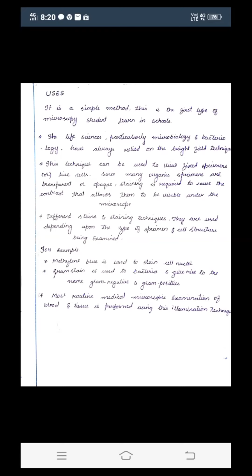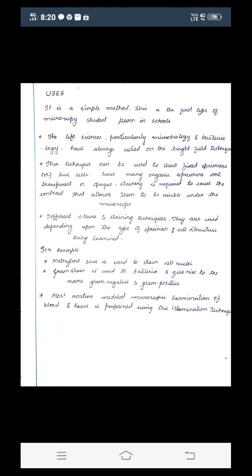For example, a stain is used to stain cell nuclei, and gram staining is used for bacteria, giving rise to gram negative and gram positive. By using gram stain, we can find out whether the bacteria is gram positive or gram negative. The most routine medical research microscope examination of our blood and tissue is performed using the illumination technique.